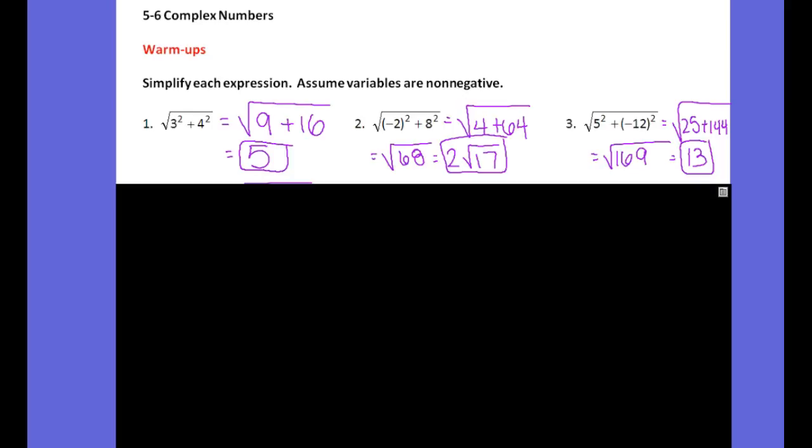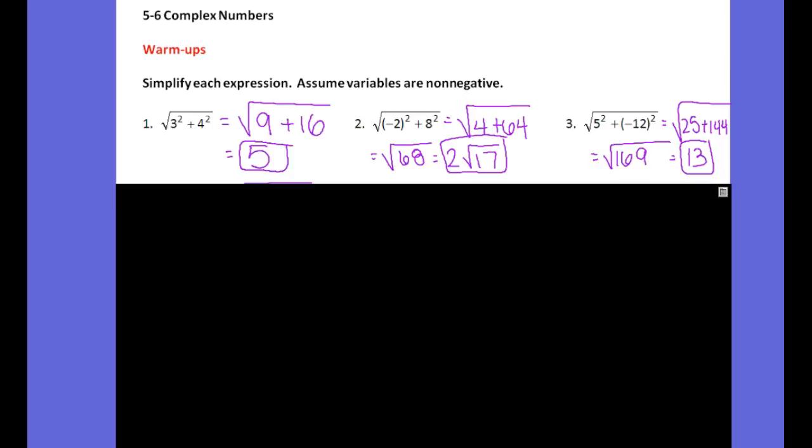In number 2, you square the negative 2 to get 4. You square the 8 to get 64. Add 4 and 64 to get 68. And then you rationalize like we did last night in the homework. So 68 divided by 4 and 17. So you got 2 square roots of 17.